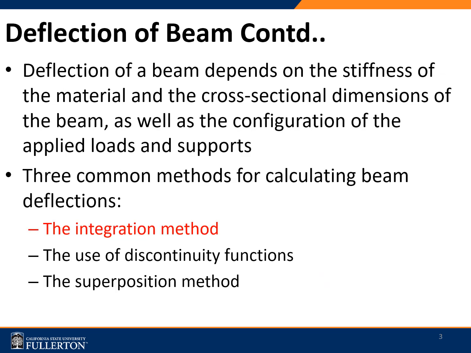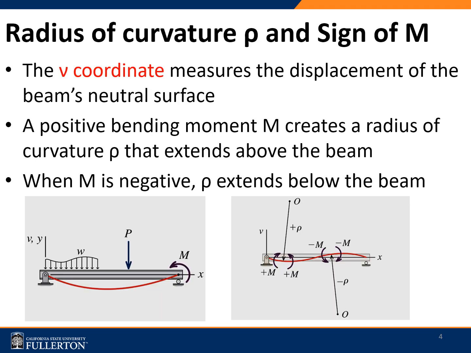Now the deflection depends on several things here. Most importantly, the stiffness of the material. What is the stiffness of the material? It's nothing but the Young's modulus or elastic modulus of the material, and the cross-sectional area of the beam. So if you vary the cross-sectional area of the beam, you would see different deflection values. There are different ways to calculate beam deflections. The most popular one among them is the integration method.